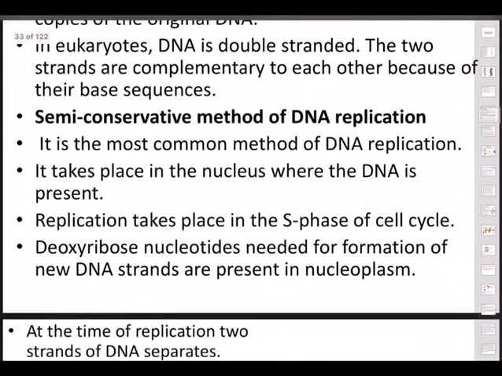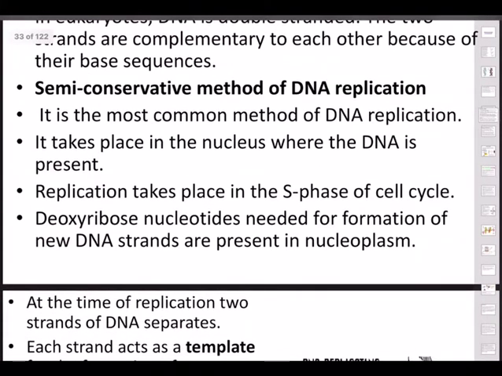Now, how does the replication of DNA take place? What is it, first of all? It is the process by which DNA produces exact copies of the original DNA. So, it is Xerox copies. In eukaryotes, DNA is double-stranded. The two strands are complementary to each other because of their base sequence, purines and pyrimidines. And the semi-conservative method of DNA replication takes place. It is the most common method of DNA replication. It takes place in the nucleus where the DNA is present.